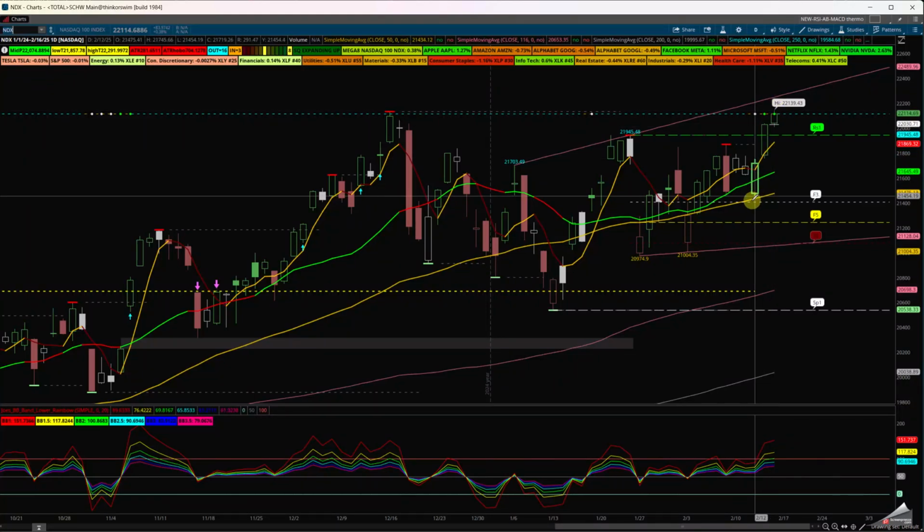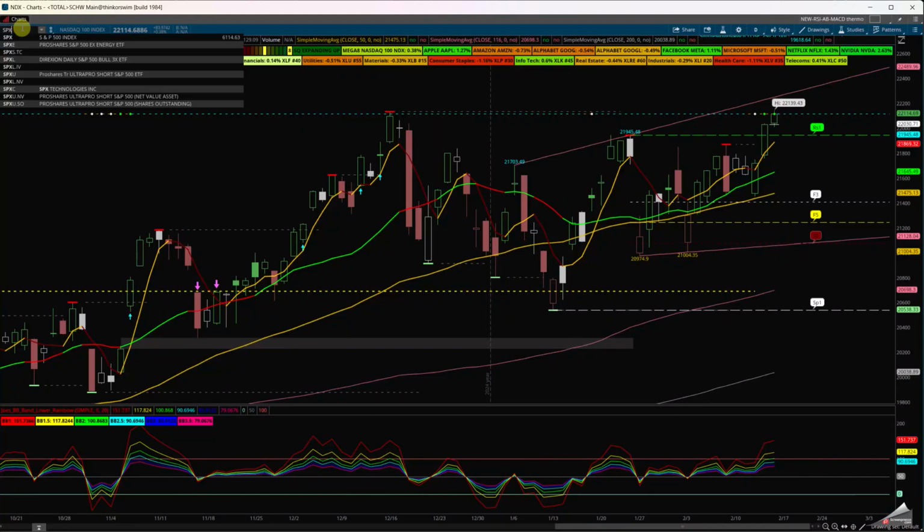From this week's range, from this low to here, if I measure it, you're going to see the percentage that we made in the NASDAQ on the close. It was a 3.19%. Let's go now to the S&P 500, the SPX.